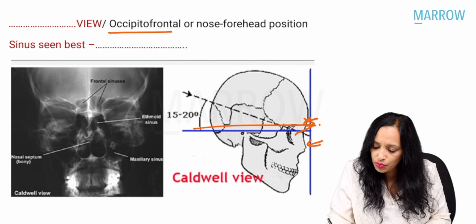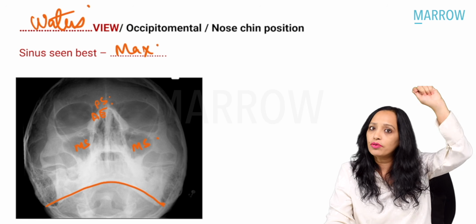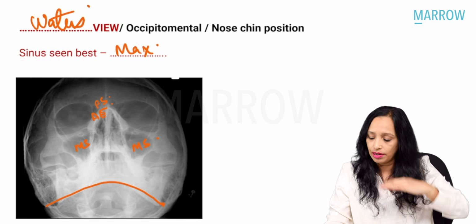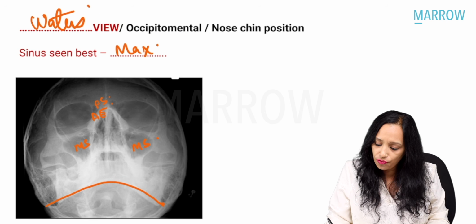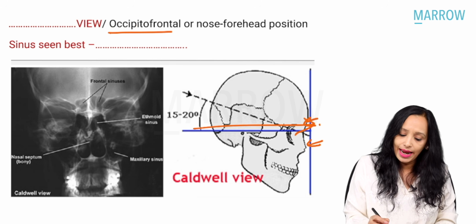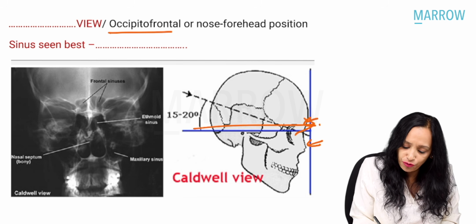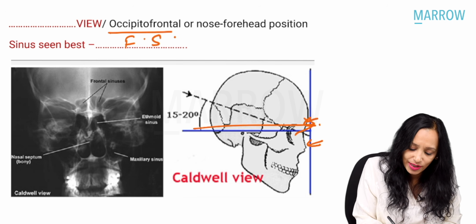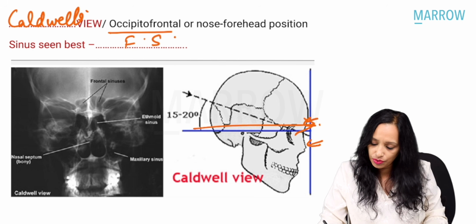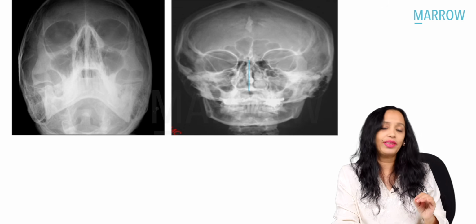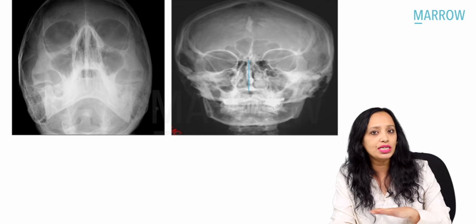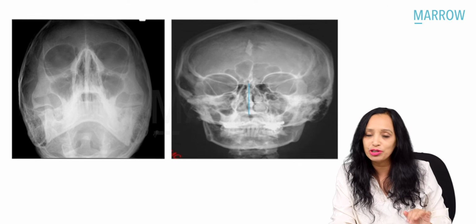Whereas Waters view is what? Waters view, how do you put water? It is like this. So it is occipito-mental. This is occipito-frontal. Yes, and this is the best for frontal sinus. This is known as Cadwell's view, right? This is Cadwell's view. So how do you differentiate when the X-ray is given? Which one is Waters and which one is Cadwell's? I am sure you are able to make out.